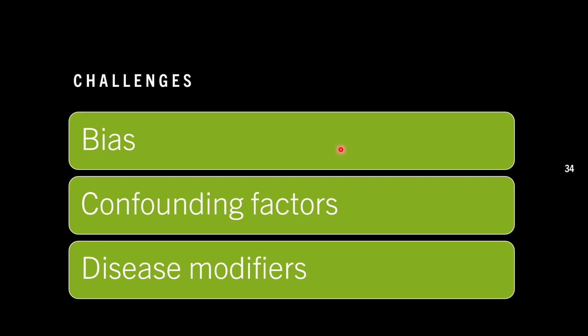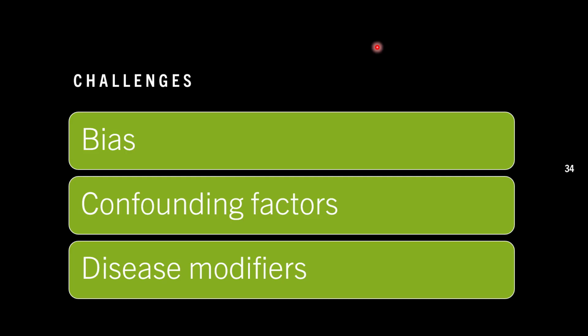Okay, the last part in this second part is the challenges of defining the risk. So we all agree that defining the risk is the important outcome or the important conclusion of any epidemiological study. Do we have problems in defining the risk? Yes, we have those problems. We have the bias, the confounding factors, and the disease modifying factors.